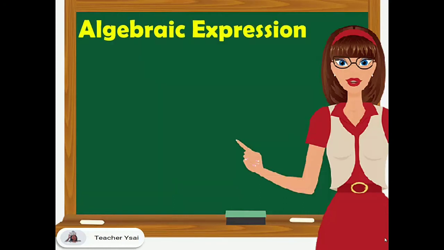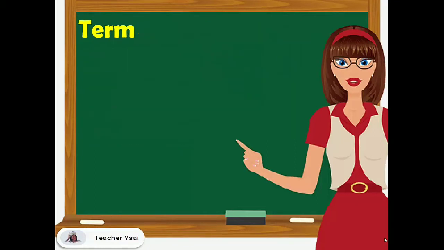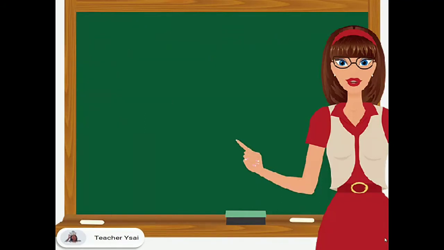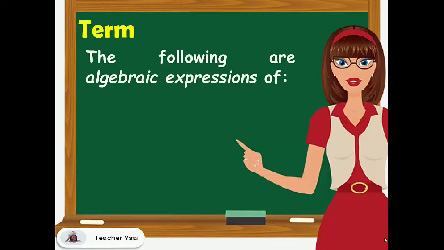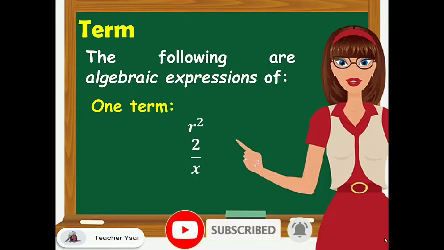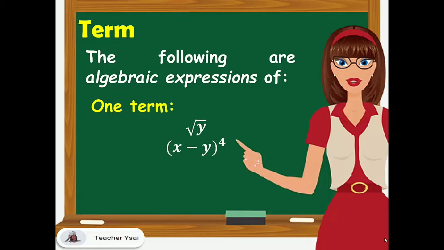Algebraic expression, or simply expression, is a collection of constants and variables involving at least one of the basic operations in mathematics. Term. It is an expression preceded by plus or minus sign. The following are algebraic expressions of one term: r squared, 2 over x, a plus b over a minus b, square root of y, quantity x minus y raised to the power of 4, a plus b plus c all over 3.